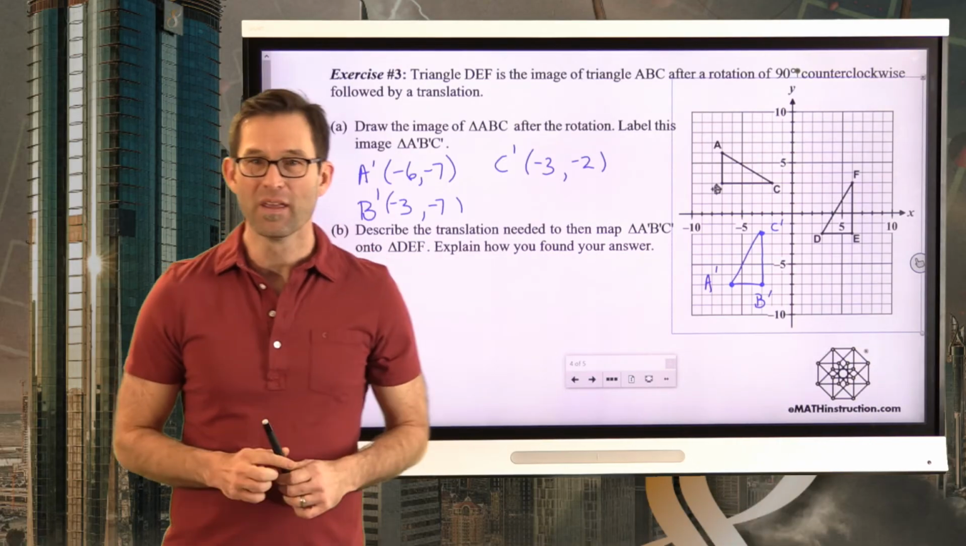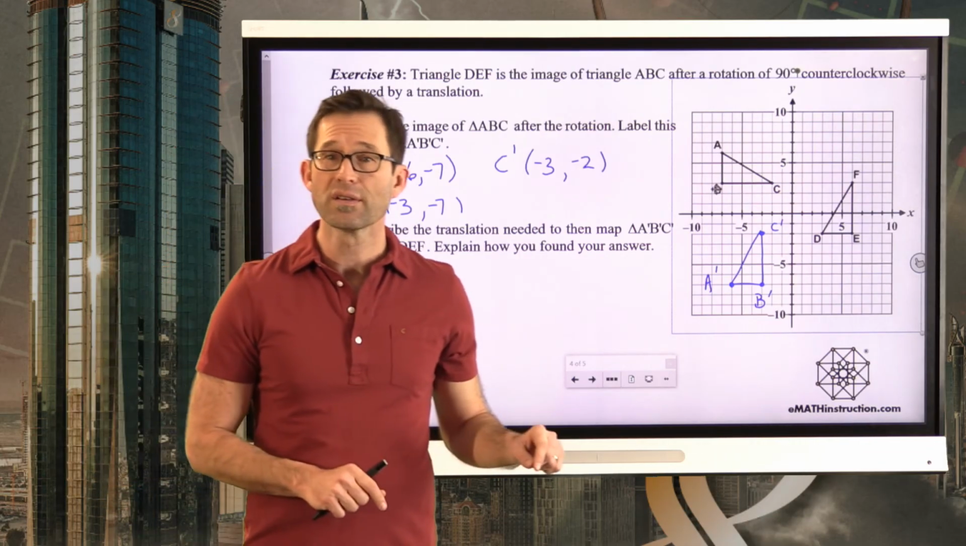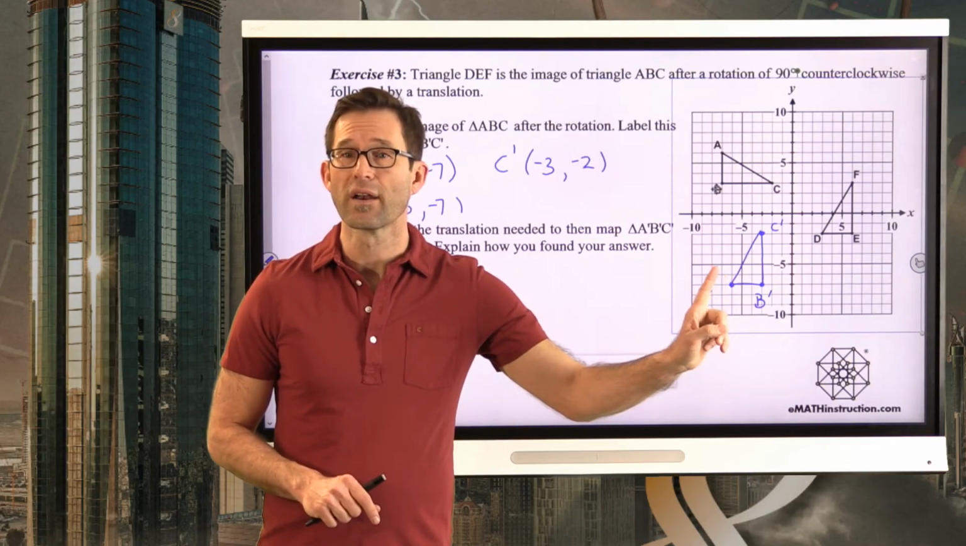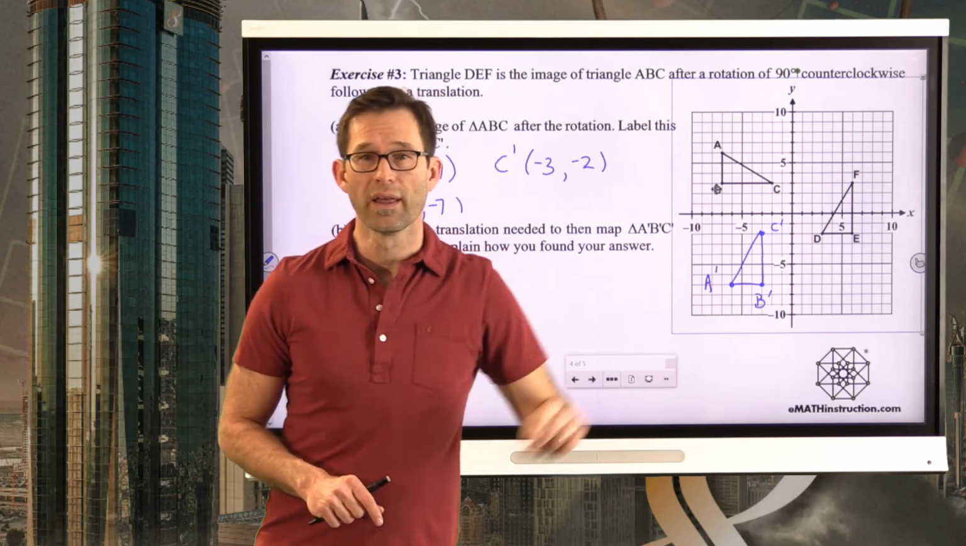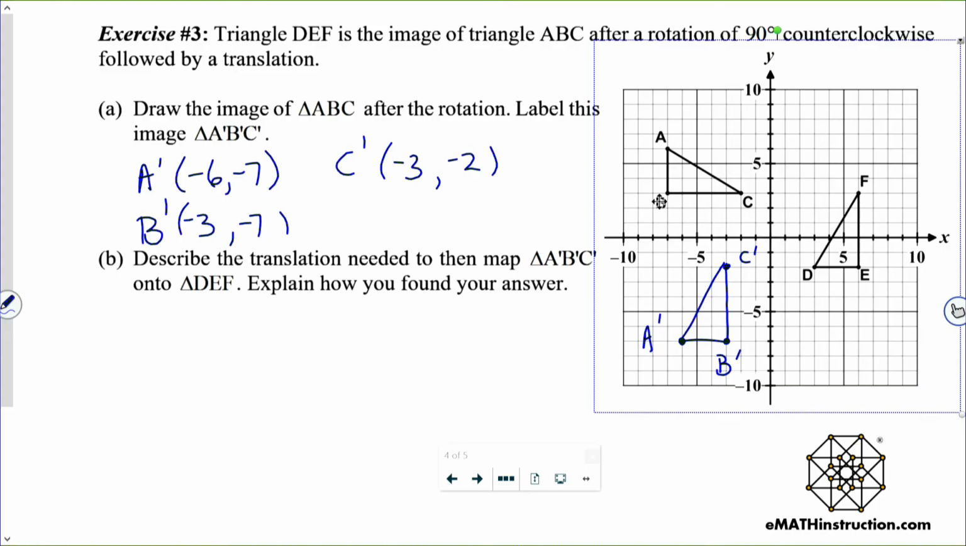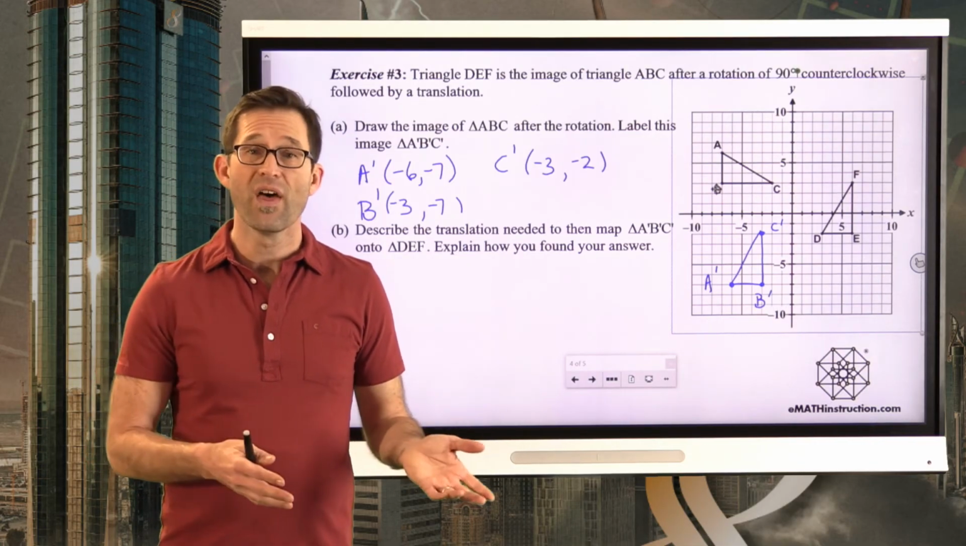All right, letter B. Describe the translation needed to then map triangle A prime, B prime, C prime onto triangle DEF. Explain how you found your answer. All right, so what I'd like you to do is pause the video and come up with a translation rule that tells me how to translate this so it lands on that. Pause the video now and go ahead. All right, well, let's actually explain it and then do it.